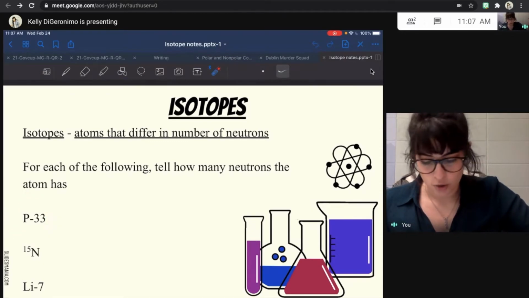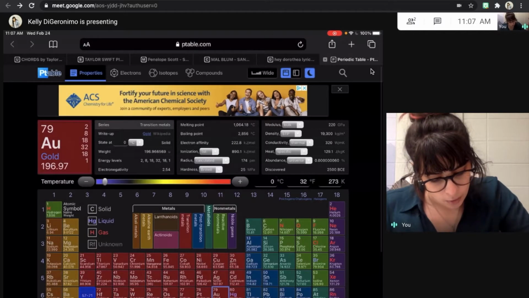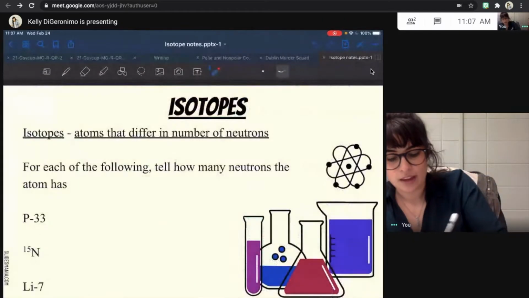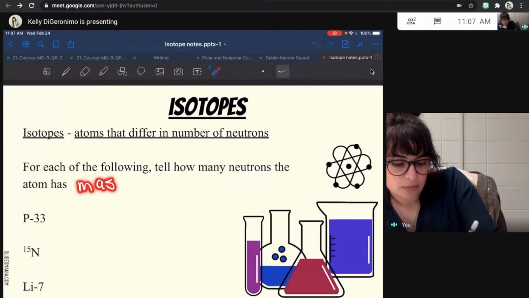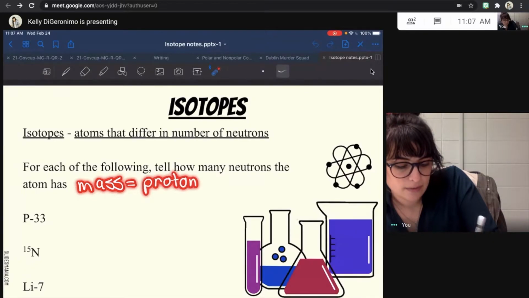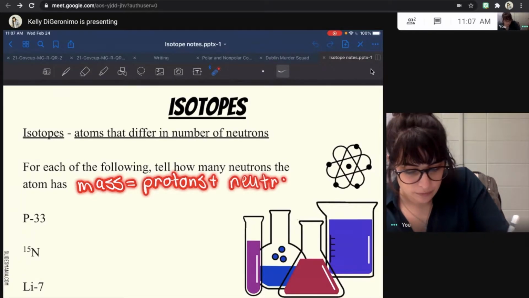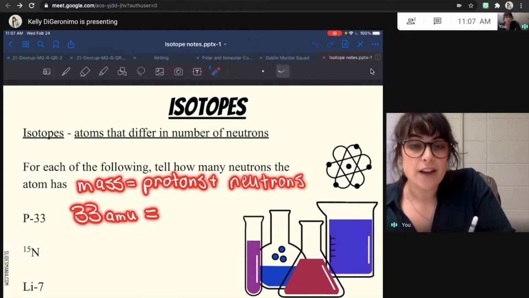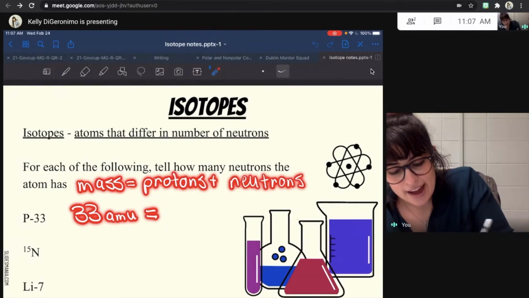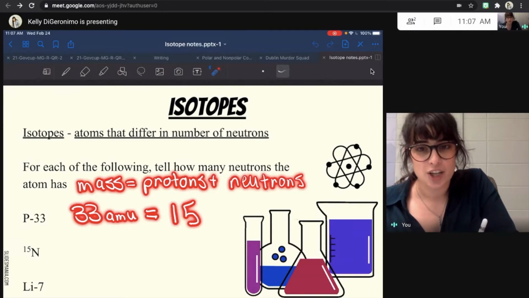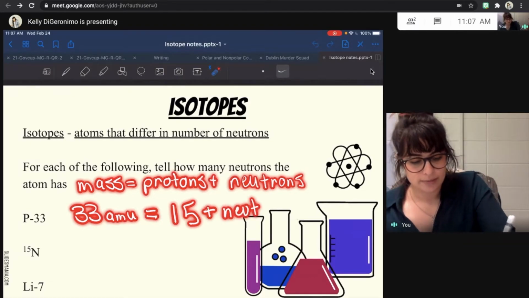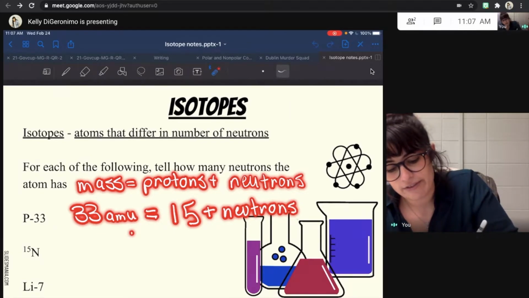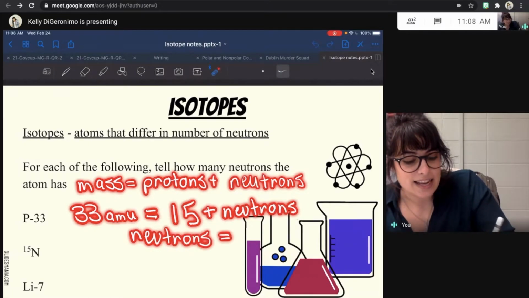I will start with the first one and I believe that is phosphorus. So it has an atomic number of 15 protons. Okay, so mass equals protons plus neutrons. In this case, the mass is 33 atomic mass units. And because it's phosphorus, and I looked it up in the periodic table, it has 15 protons. That's its atomic number. That's never going to change. What can change is the number of neutrons. I'm going to do 33 minus 15 to find the total number of neutrons, and my final answer is 18 neutrons.